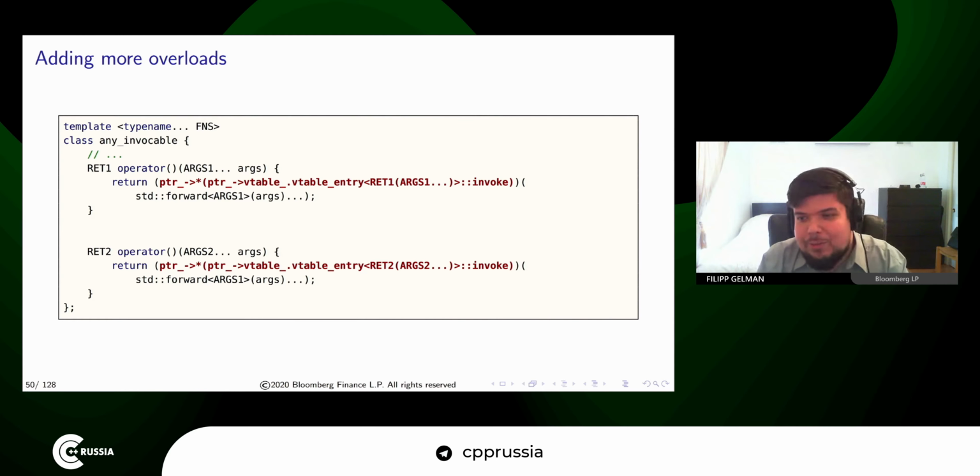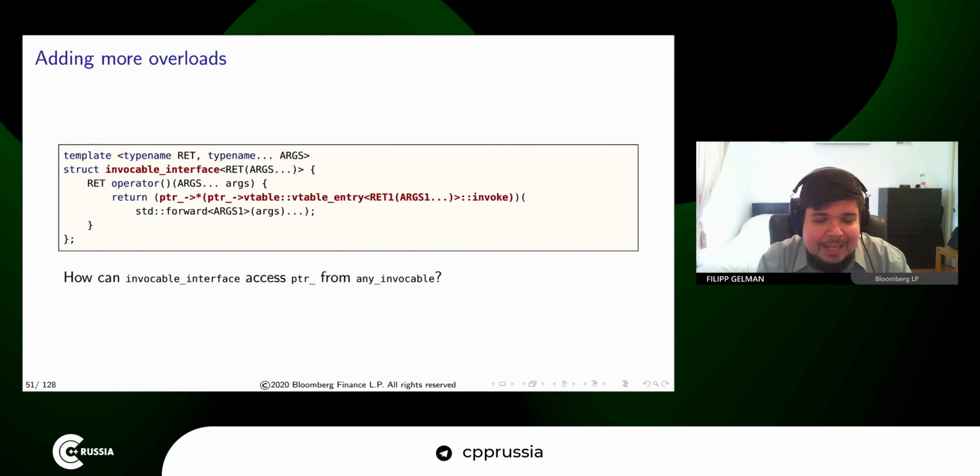Well, if we get reflection and code injection maybe someday, then this will be easy to do. But until then, I have to resort to more template tricks. What if I had just one class, using multiple inheritance as before, to inherit from a bunch of structs, each of which has that call operator defined? This is the same thing as before. Look at the pointer, look at the vtable, pull out the correct function pointer, and invoke it.